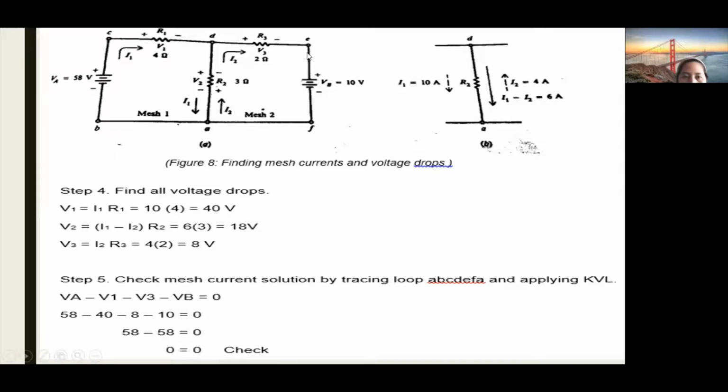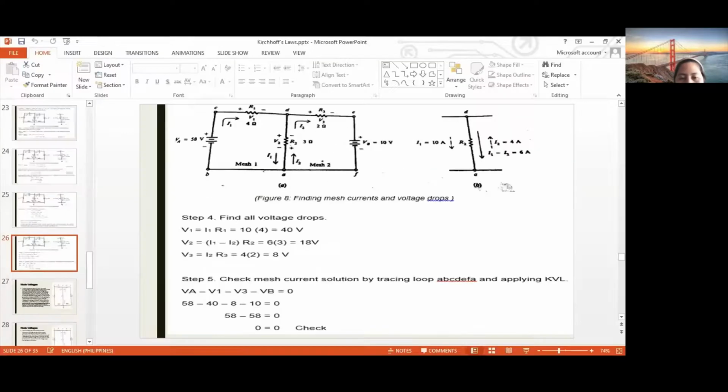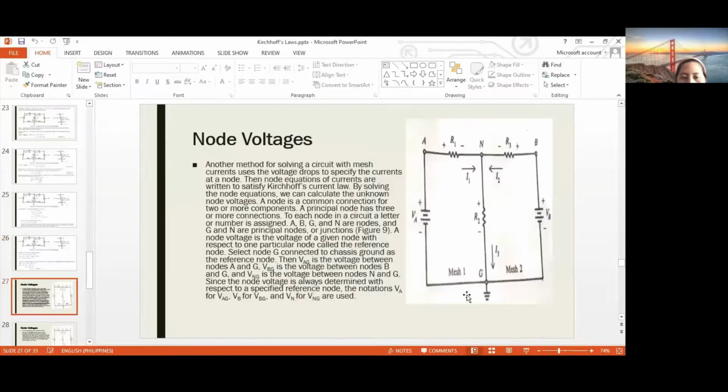Okay, so node voltages. If you have questions, feel free to write in the comment section. So you will see again. Okay, for you to be able to relate, let's check this one. Okay, so again, node voltages.